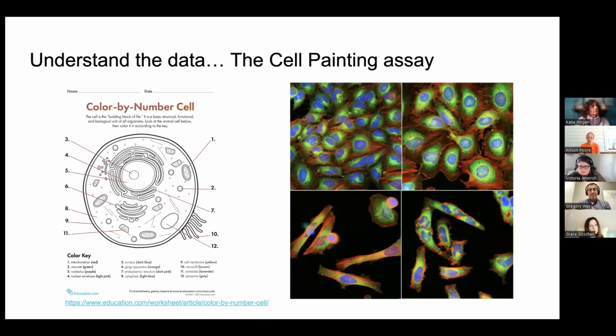So applying the stains to the cells, these are the images that we end up extracting. So these are cells. I don't know what type of cells these are, but you can see the different structures that they're marking in unbiased ways.